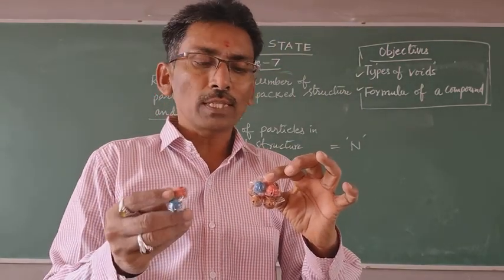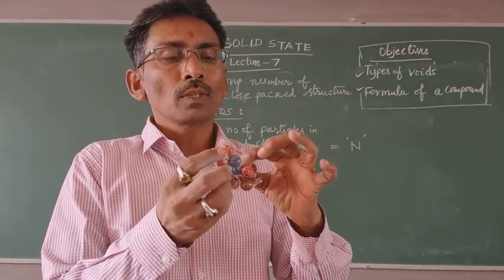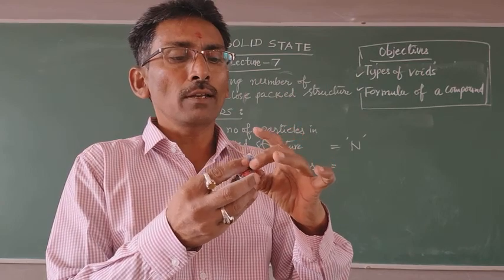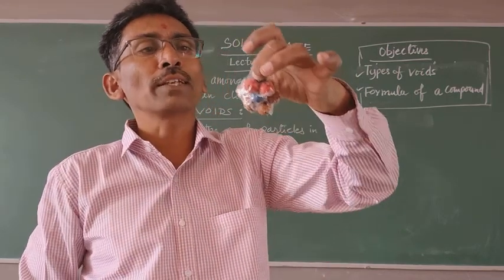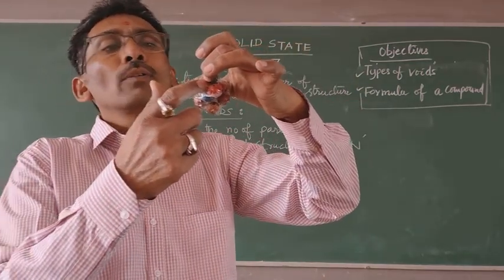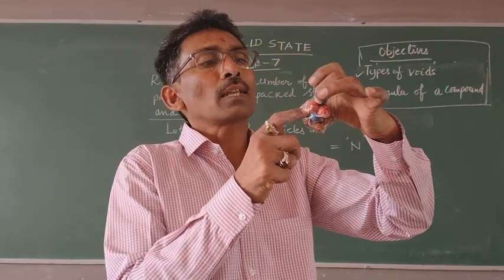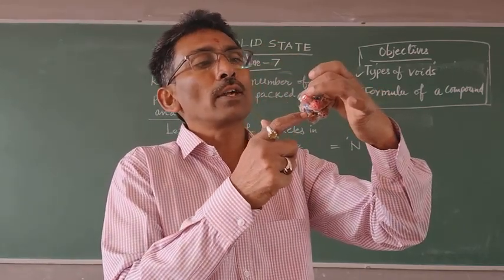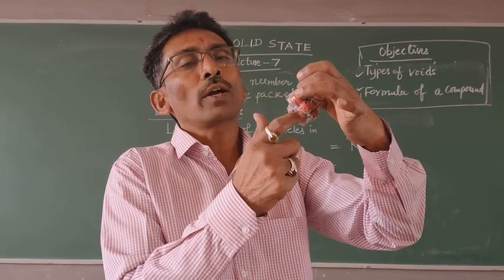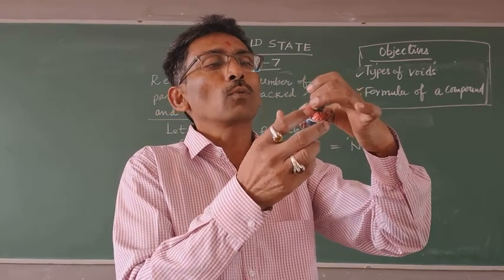Now this is the third layer, and how will be the arrangement? This triangular void is covered by another triangular void. This void is an octahedral void.